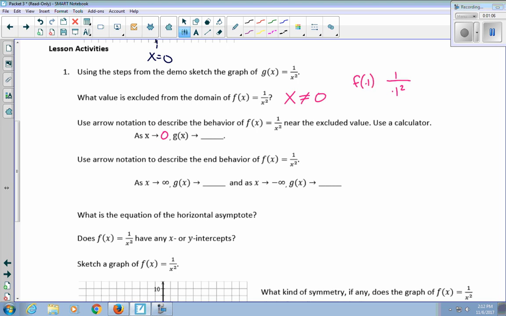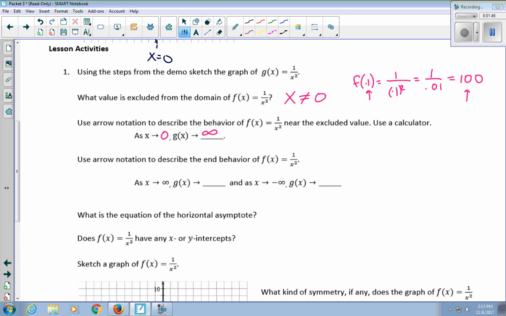This would be f of 0.1. So 0.1 squared is 0.001, which is 1,000. Sorry, 0.1 squared is 0.01. So this would be 1 over 0.01, which is 100. So you can see you're plugging in small things, getting out big things, and the big things you get out are always going to be positive because when you square something, positive or negative, it comes out positive. So as x approaches 0, g of x approaches infinity.